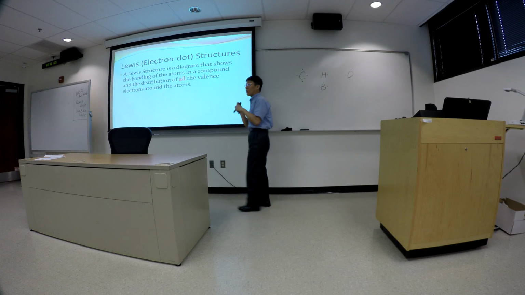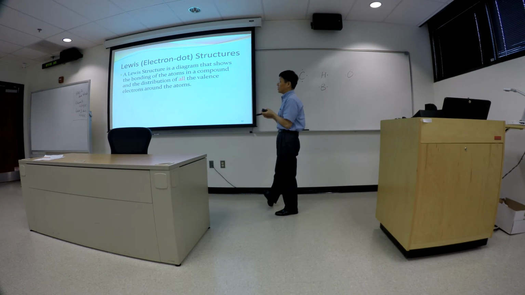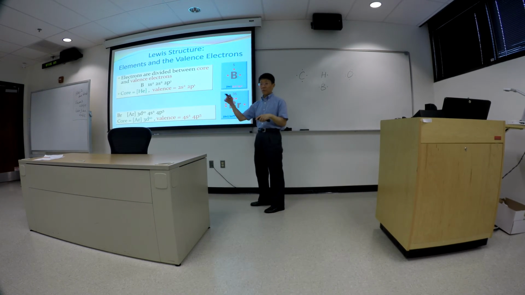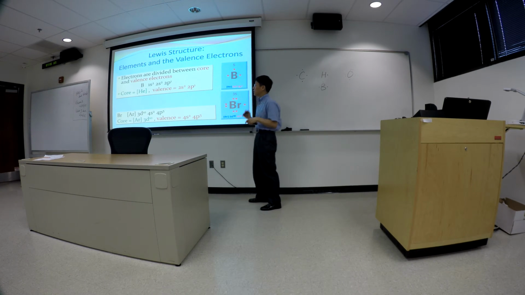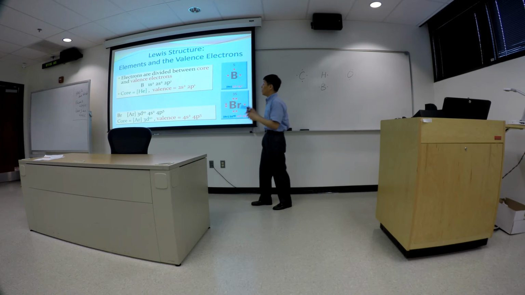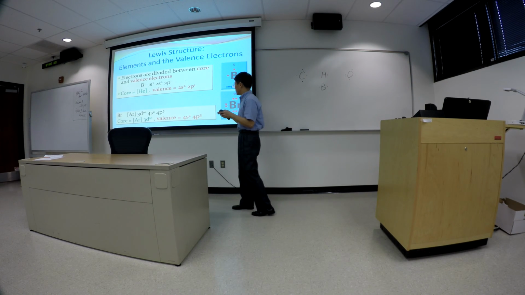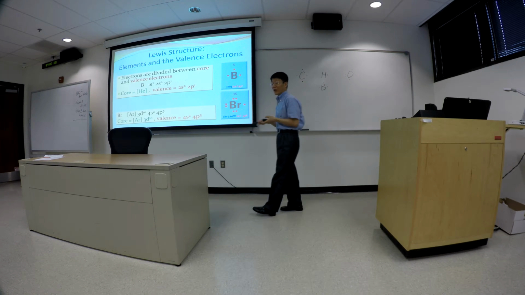You have to be able to account for all of the valence electrons around the atom when you draw the Lewis structure. So if you do boron, boron has 3 valence electrons, 1, 2, 3, 3 dots. And if you have bromine, bromine is group 7A.